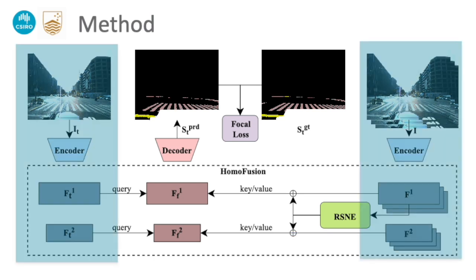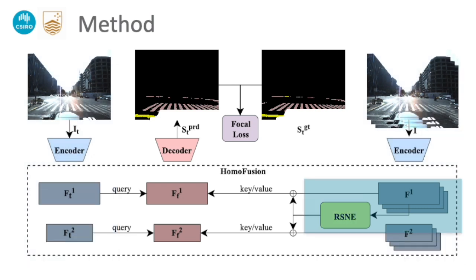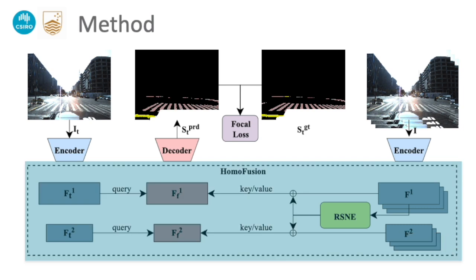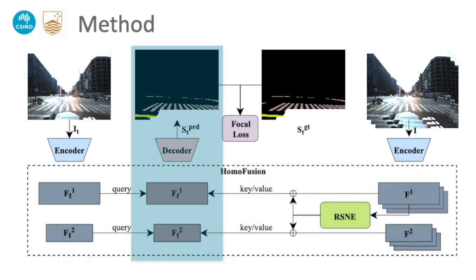A sequence of frames is encoded into feature representations. The road surface normal estimator estimates the road surface normal vector based on first-level adjacent features. With the estimated normal vector, combined with the camera intrinsic and extrinsic parameters, we establish cross-frame correspondences by homography transformation. Using a transformer mechanism, with the current frame as query and the previous frame as key and value, we obtain the fused representation. Finally, the decoder decodes and upsamples the fused feature to predict the lane mark segmentation.